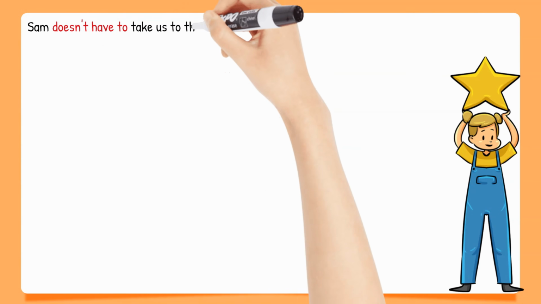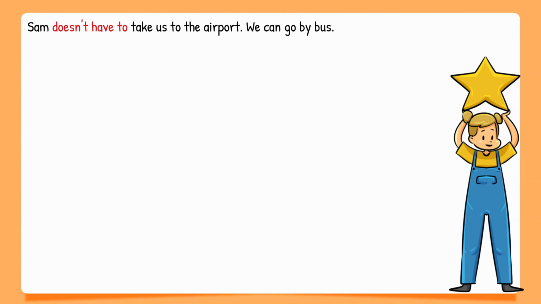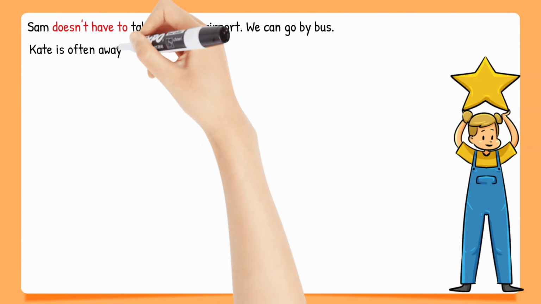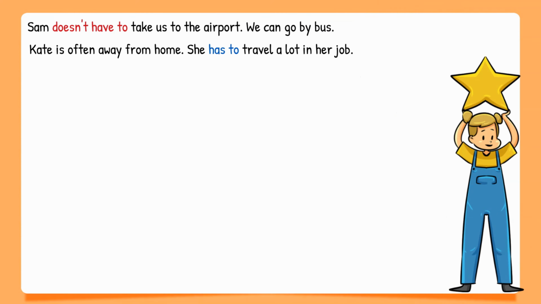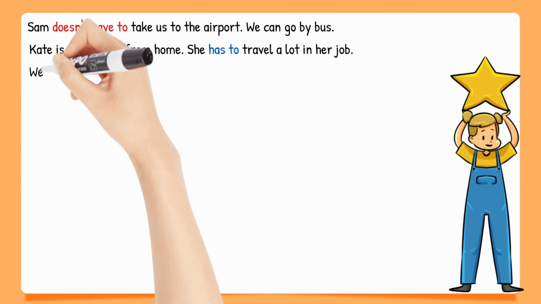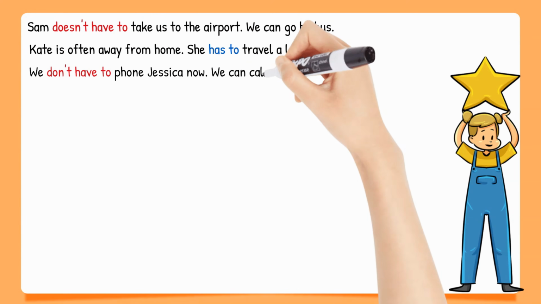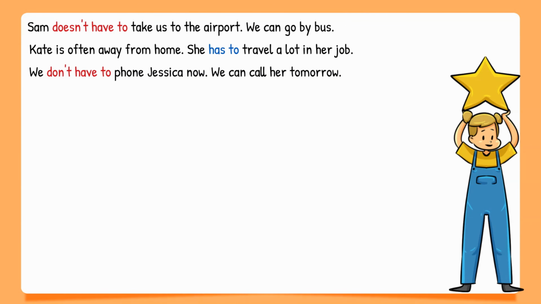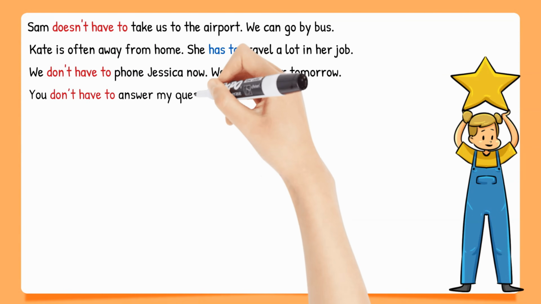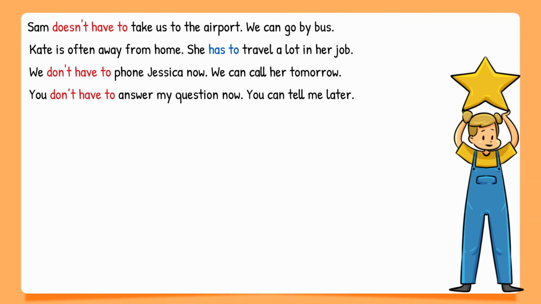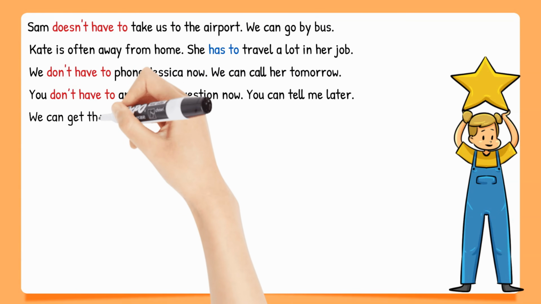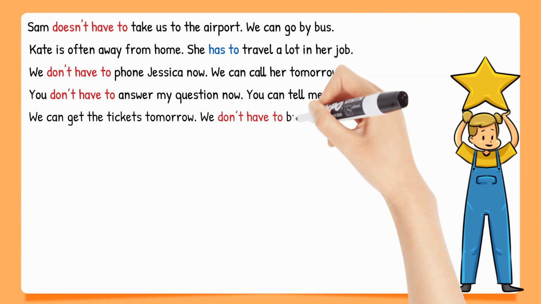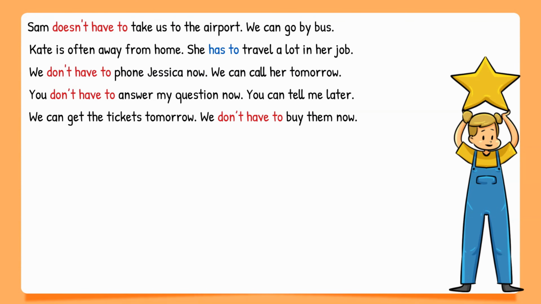Sam doesn't have to take us to the airport. We can go by bus. Kate is often away from home. She has to travel a lot in her job. We don't have to phone Jessica now. We can call her tomorrow. You don't have to answer my question now. You can tell me later. We can get the tickets tomorrow. We don't have to buy them now.